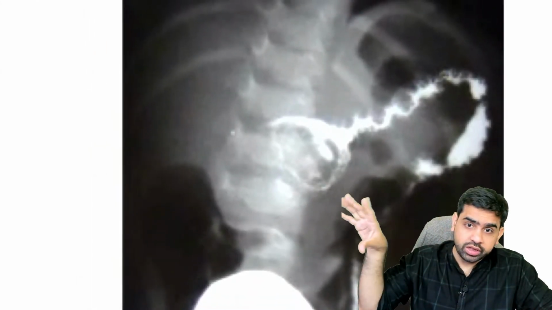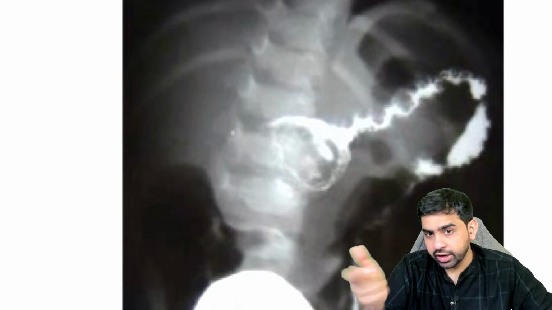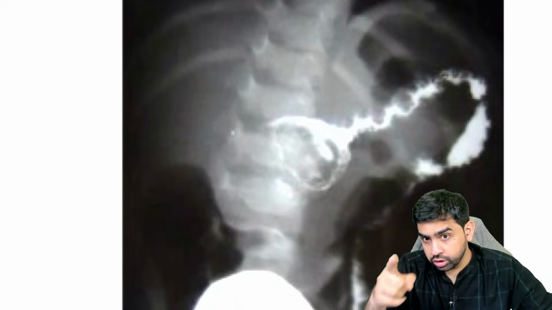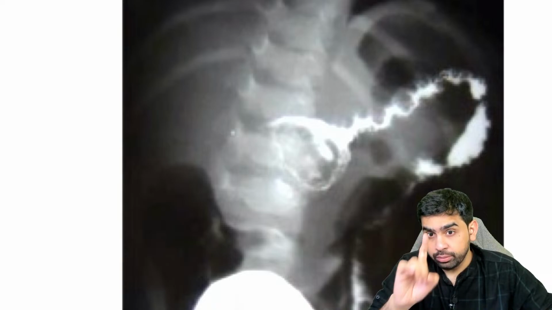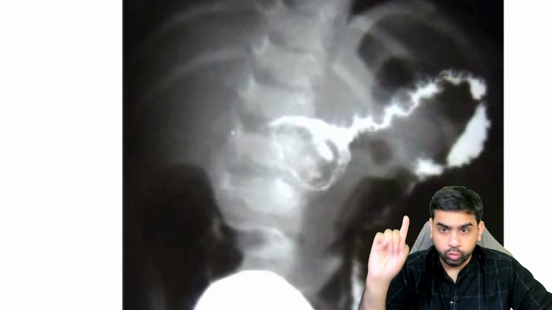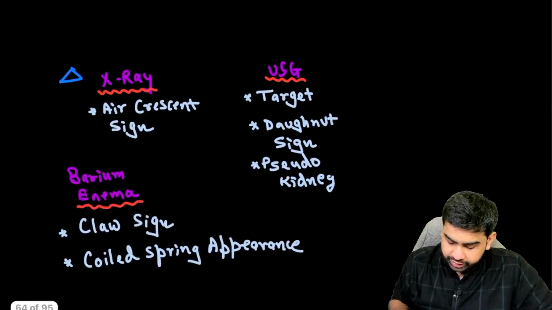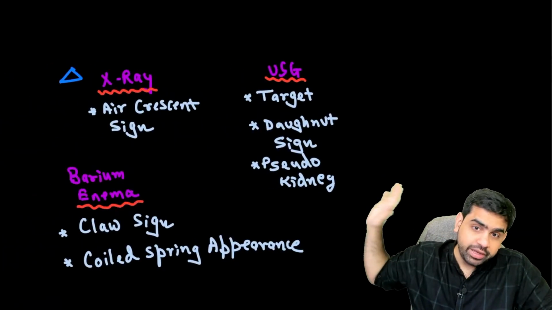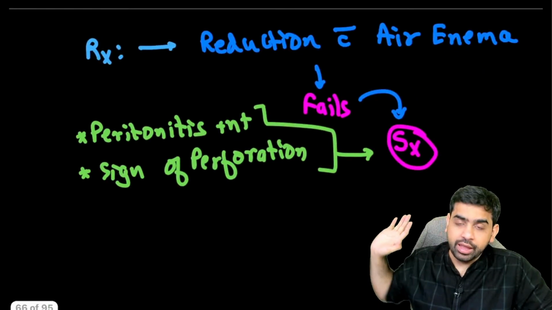Now, what is this? This is the claw sign, which you basically get on the barium enema. So on the ultrasound, you get a pseudo kidney sign or the target sign. On the barium enema, you get a claw sign. You also get a coiled spring appearance. I don't have an image of that, but it may be asked. So remember, the coiled spring appearance is also what you get on the barium enema. And on the plain X-ray, you are going to get an air crescent sign. So all these signs are important. I'm pretty sure you guys know that. Also, be vigilant about the imaging of that.